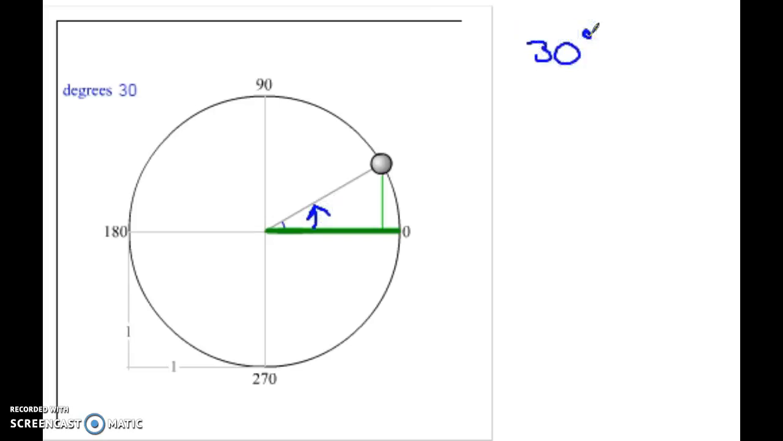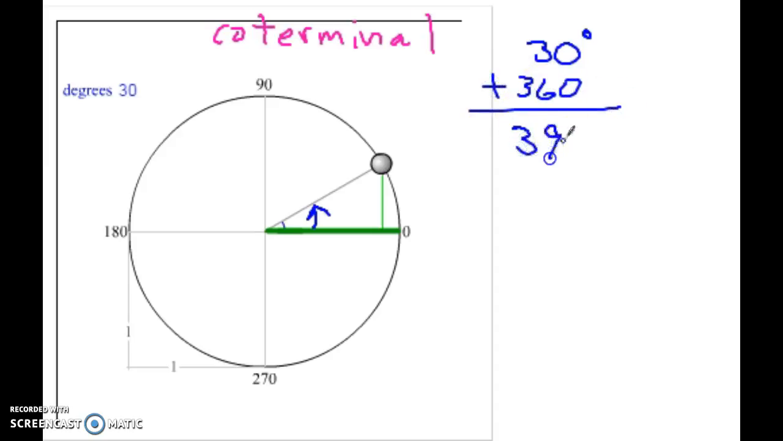And then there's a terminology, a word called coterminal. And all that means is, what we're going to do is we're going to add and subtract 360. And it just means that we end up at the same spot. So look at my angle here. There's 30 degrees. I'm going to add an extra lap.